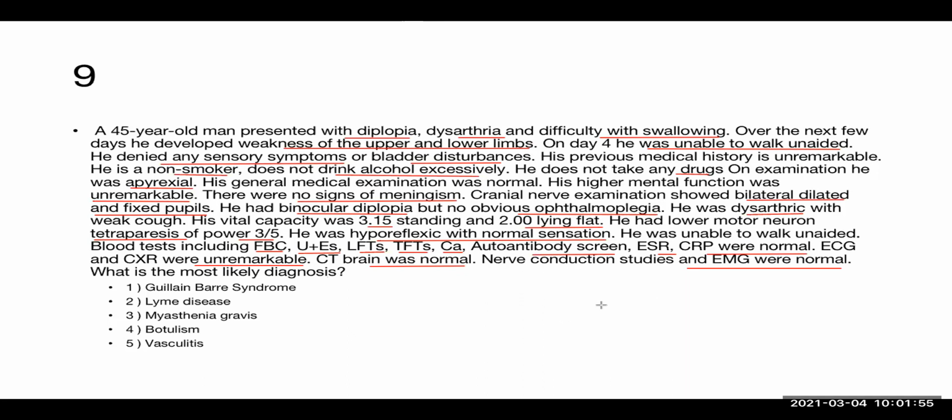Good. So maybe that is botulism, and that is a neuromuscular junction disorder in which the acetylcholine is not released from the vesicles. Good. So I agree with your explanation.